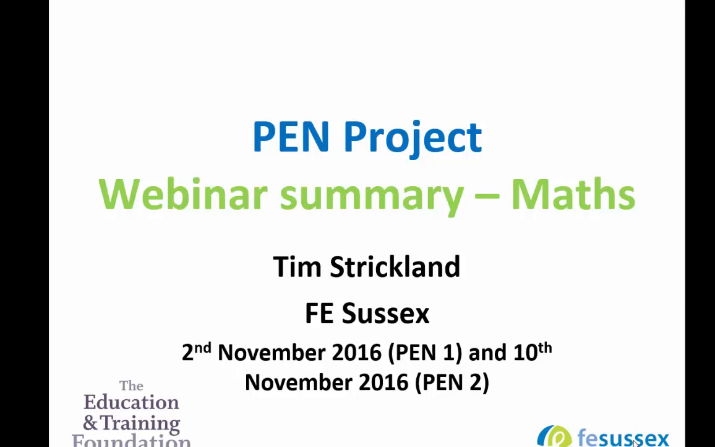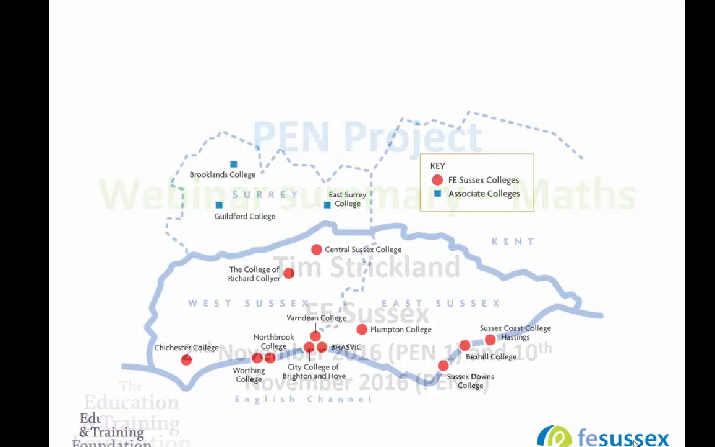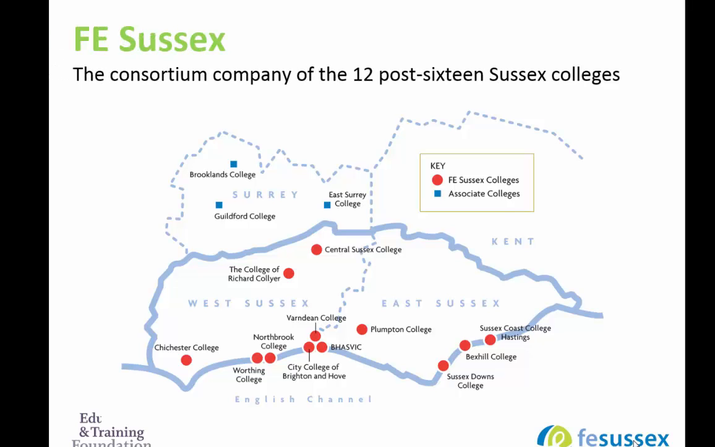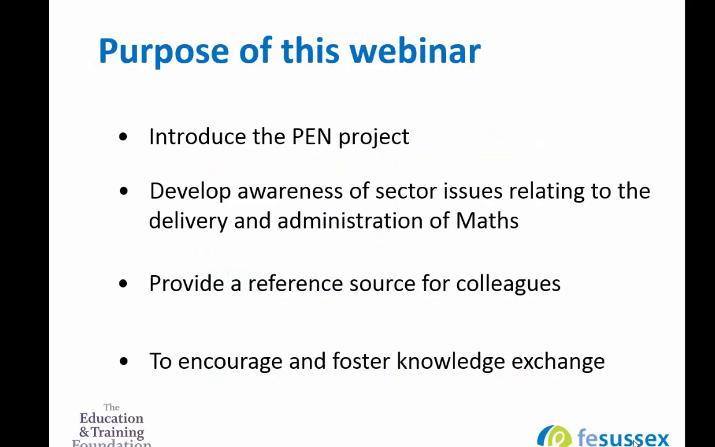And this short webinar is a summary of what's been going on at several of the maths meetings across those areas. And it's remarkable, by the way, how the agenda is common between colleges. FE Sussex is the consortia company of post-16 colleges in Sussex with associate members in Surrey, and you can see us there on the map. Our tentacles spread down into Hampshire as well, as we help our colleagues out from Hampshire. So if you're one of the Hampshire staff, you're very welcome to this webinar, as is everyone else.